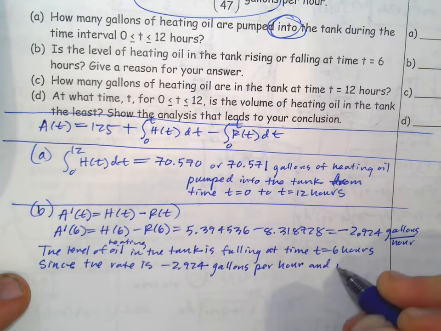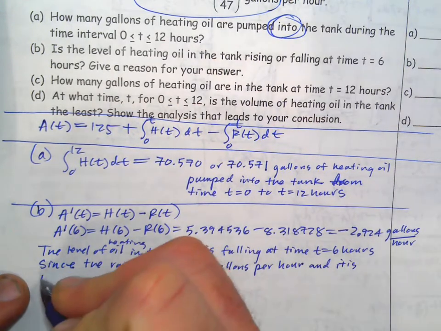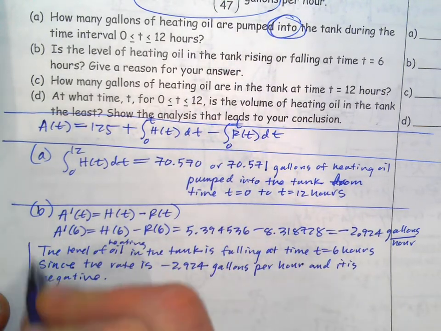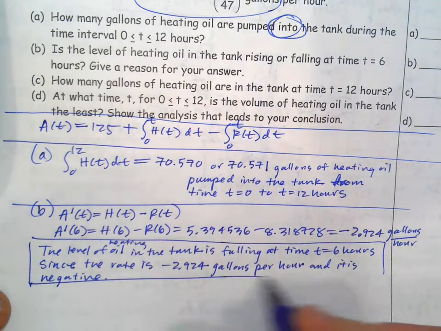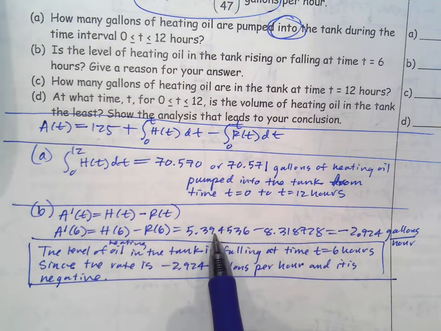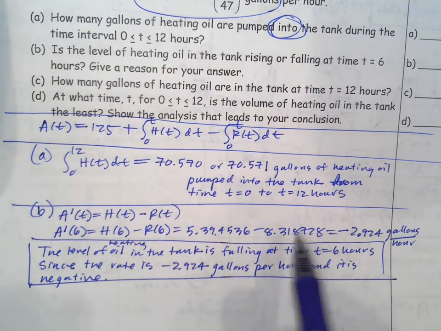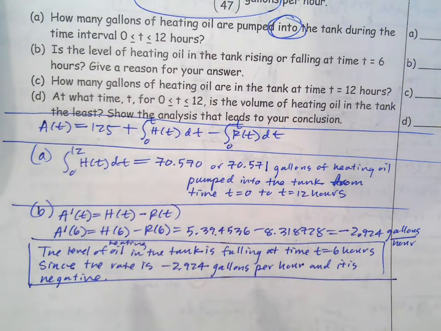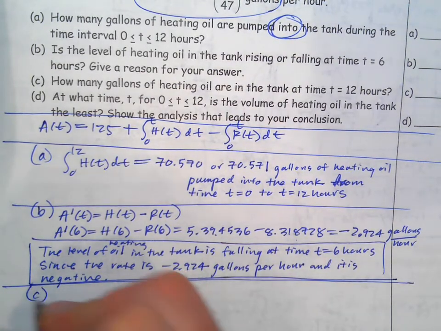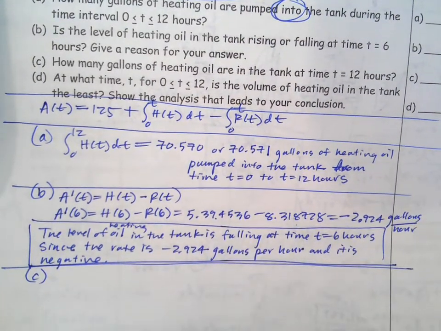And it is negative. Or you could do the individual rates and say that the rate being pumped in is less than the rate being removed, and therefore we're removing more than we're pumping in, and so the level must be falling.